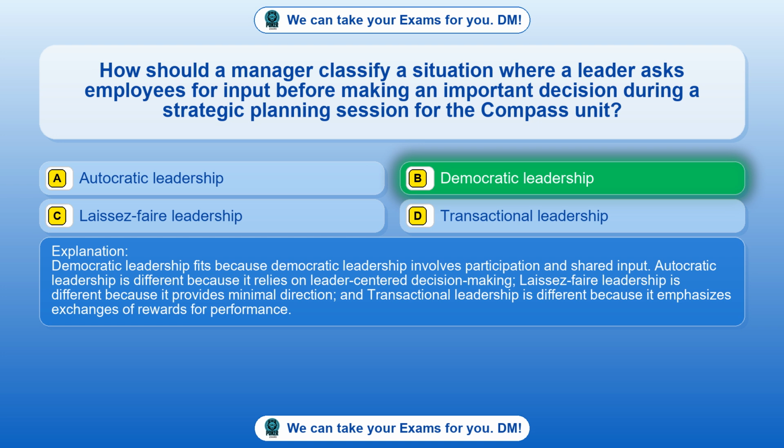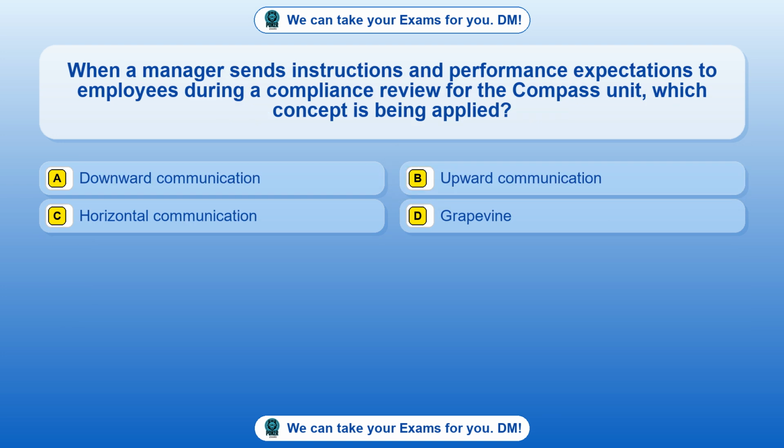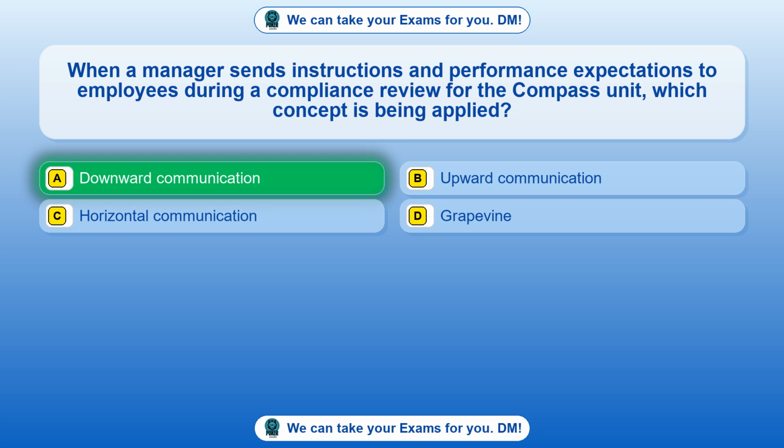Question 57. When a manager sends instructions and performance expectations to employees during a compliance review for the Compass unit, which concept is being applied? Option A, downward communication. Option B, upward communication. Option C, horizontal communication. Option D, grapevine. The correct answer is option A, downward communication.